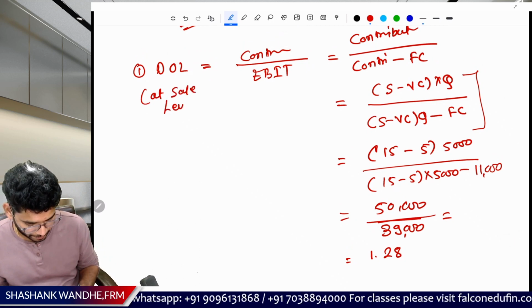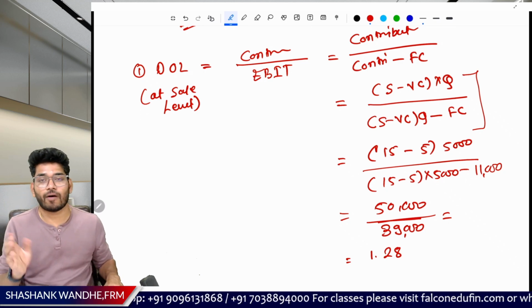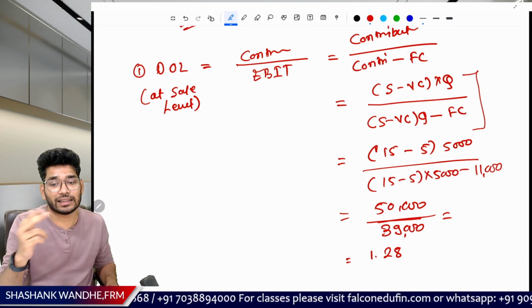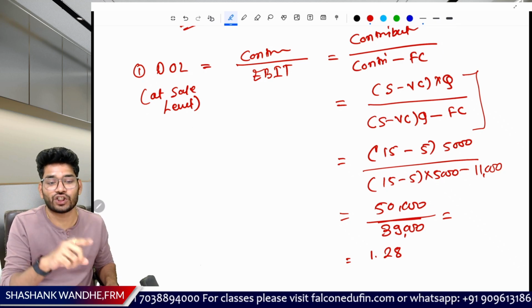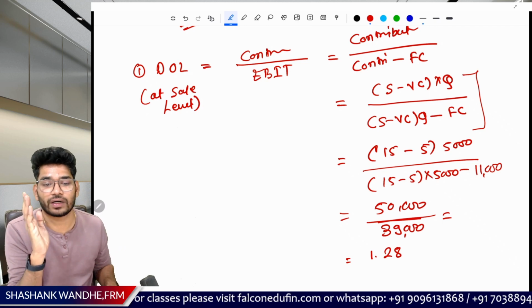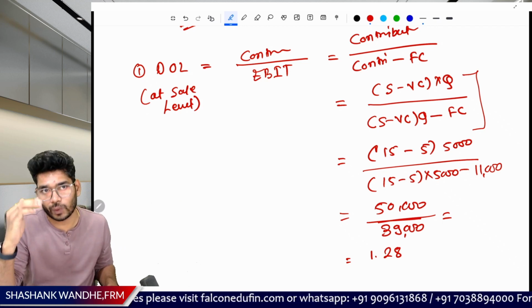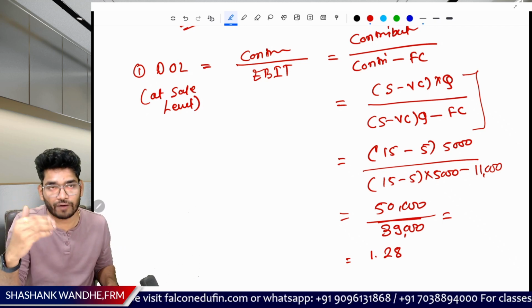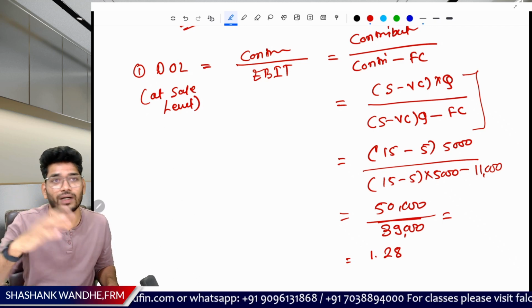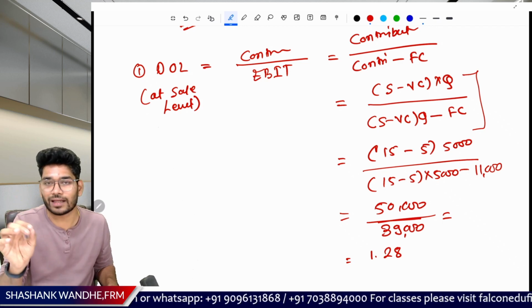sale level. If you are calculating DOL at a specific level, it will change if you change the level of sales. So DOL will be different for 25,000 units or say 2,500 units sold. It will be different from 5,000 units sold, and it will be different for 1,000 units sold.